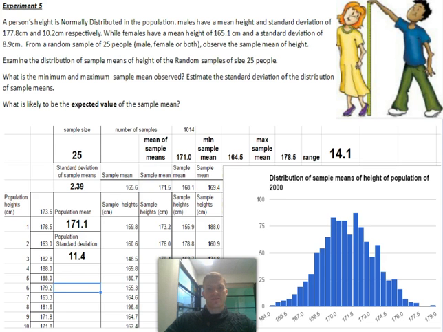Once we've done that, we can inquire into some of the statistics and the properties of the distribution. So we're going to determine the minimum and maximum sample means observed and estimate the standard deviation of the distribution of sample means, and we're going to examine the distribution and think about what's likely to be the expected value of the sample means. Let's get to it.